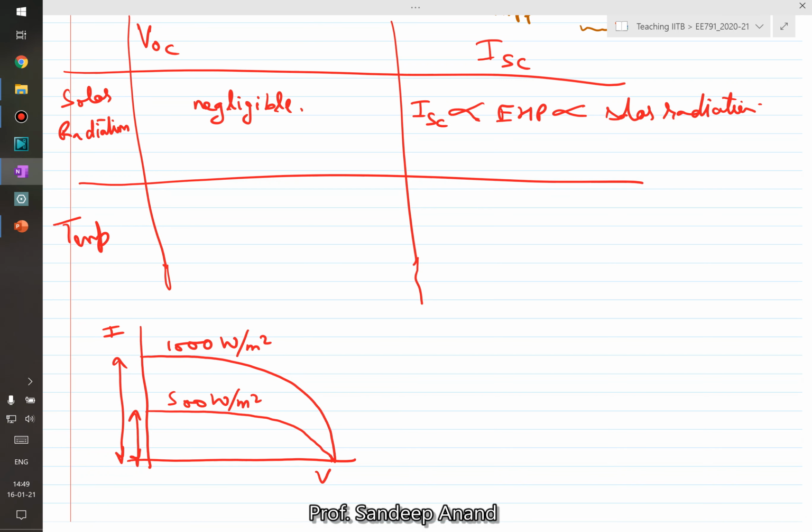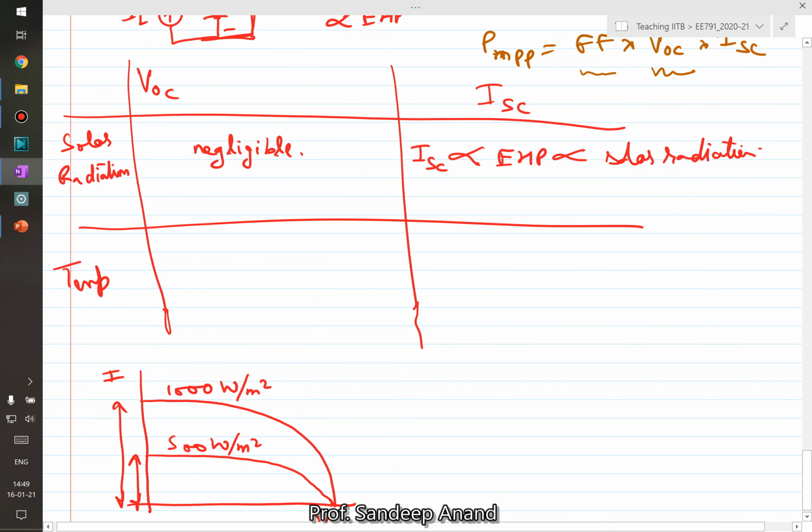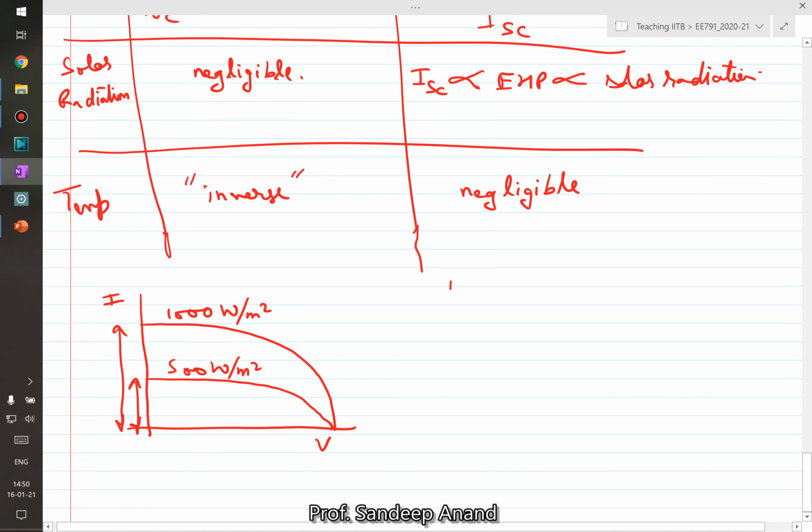Let's come to the effect of temperature. With temperature, the effect on the short circuit current does exist, but I would say it is negligible as compared to the effect of temperature on the open circuit voltage. As the temperature increases, the open circuit voltage reduces. So it has an inverse relationship. When I say inverse, not necessarily one upon that, but if one of them increases, the other one reduces.